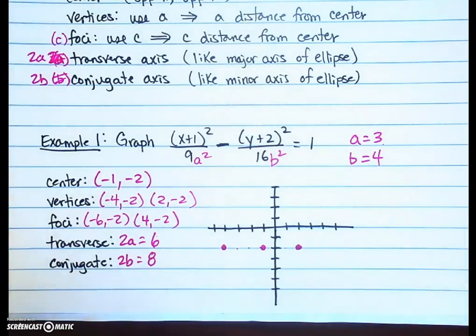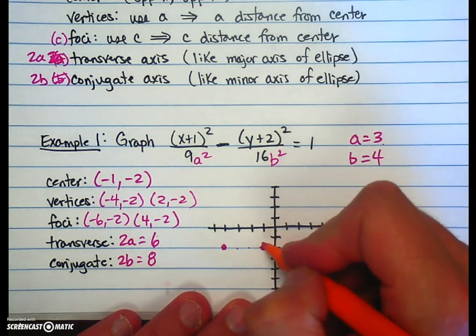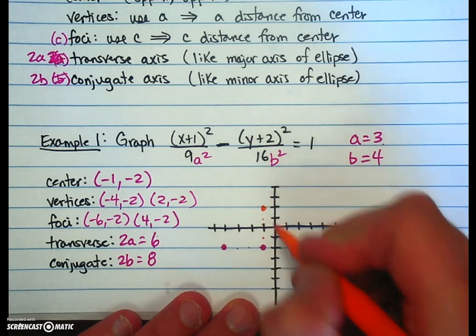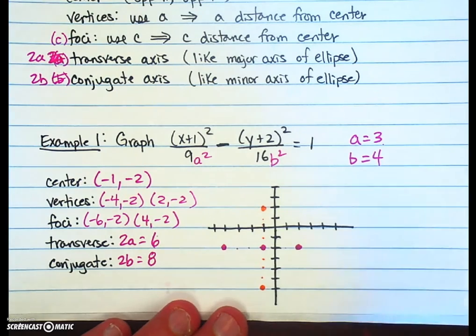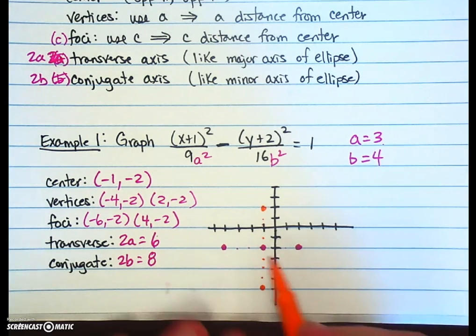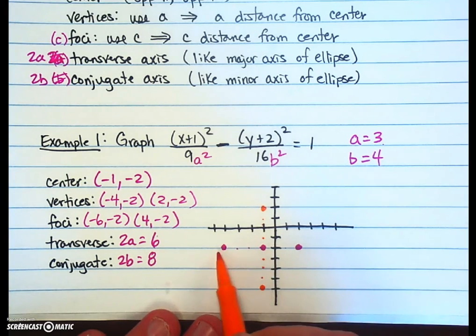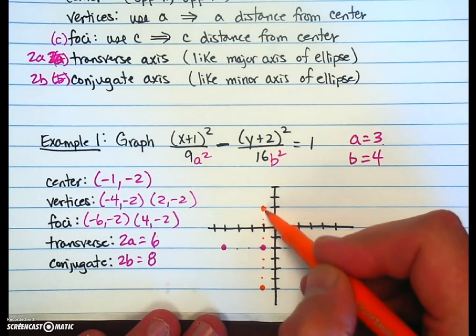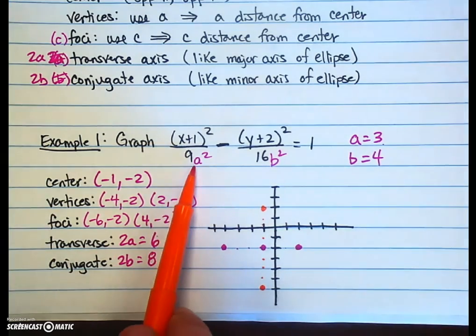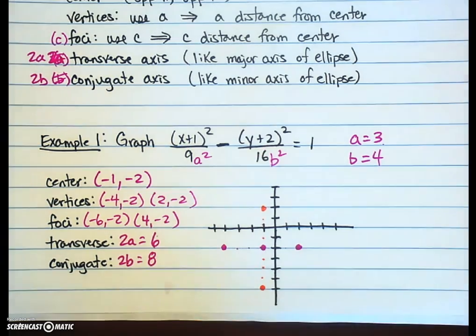That was my vertices. Now, here's what I'm going to do for b. For b, just like we did with the ellipse, I'm going to count opposite. So I'm going to go vertical for b. So I'm going to go 1, 2, 3, 4 up, and 1, 2, 3, 4 down for b. So I counted 3 units, and I really didn't need the calculator to figure this out. But I counted 3 to the left and right for a, and then I counted 4 up and down for b. And also notice for a, it's under x, so I counted horizontally for a, and b is under y, so I counted vertically for that.